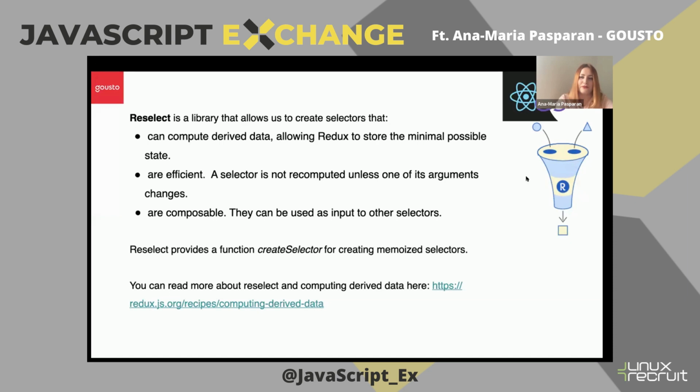And I would like to just point you to this image in the corner. It's just like a child's game. You put together a circle and a triangle, and Reselect will output a square. So that's kind of the magic of what Reselect will do. Reselect provides you this createSelector function in order to create memoized selectors. If you want to read more about this, the Redux official website has more details.